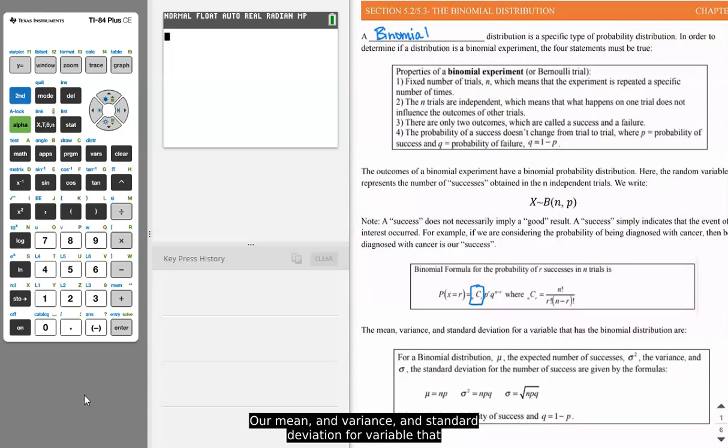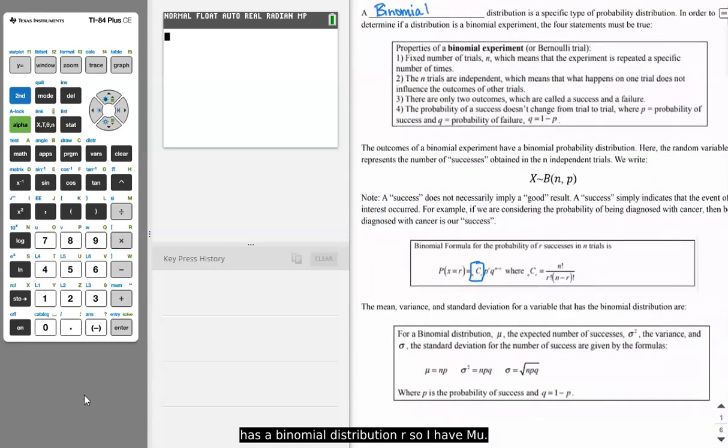Our mean, variance, and standard deviation for a variable that has a binomial distribution are as follows. So I have mu, right? So the mean is equal to n times p. Sigma squared, or the variance, is n times p times q, and the standard deviation is the square root of n times p times q. And just remember, right, where p is the probability of success and q is equal to 1 minus the probability of success. So q is basically the failure.